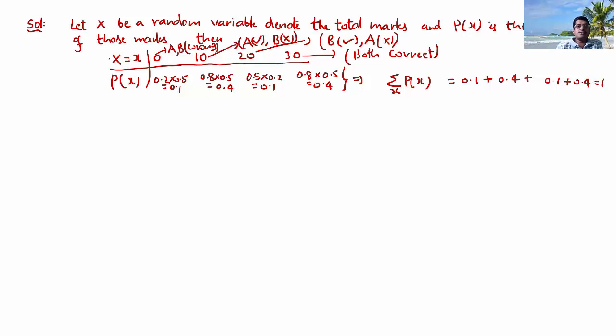So here this X is a discrete random variable. RV means random variables. Okay. Now two cases. Case 1: first question A, then question B.